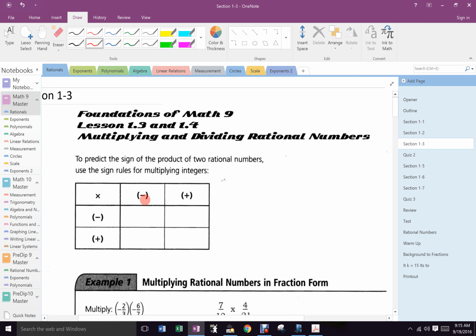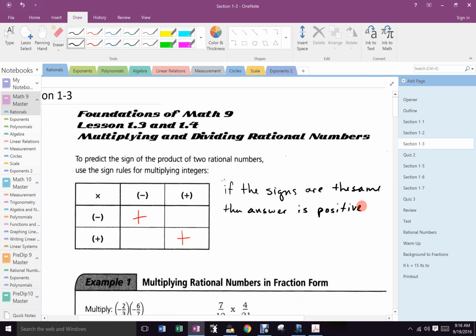Why? Because what happens when you multiply a negative times a negative? What do you get? A positive. What happens when you multiply a positive times a positive? You get a positive. So what does that tell you? If the signs are the same, the answer is positive.